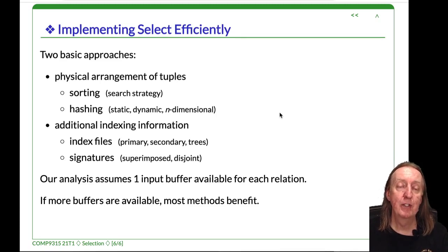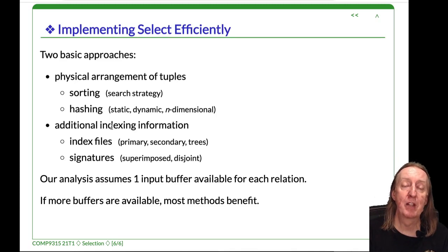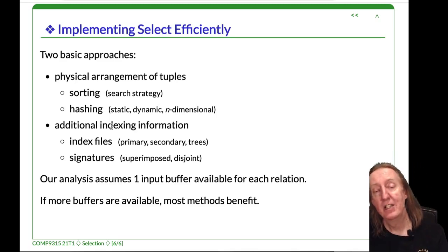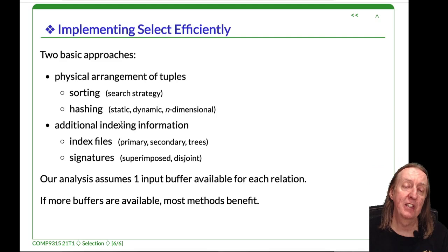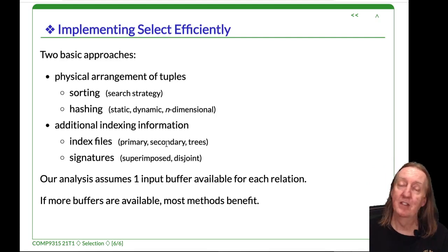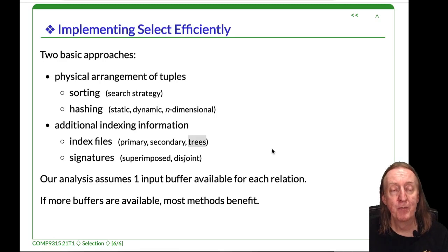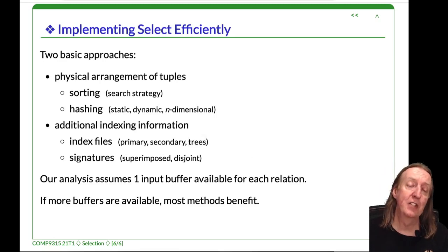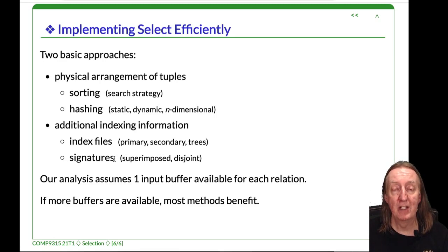And the other obvious strategy is to have extra information not in the file, so you can arrange the tuples however you like in the file, but have some auxiliary data structure that allows you to rapidly access the relevant tuples when a query is asked. So index files is one way to do that, and obviously we have things like B trees. And an alternative strategy is to use signatures, and we'll talk about them later.